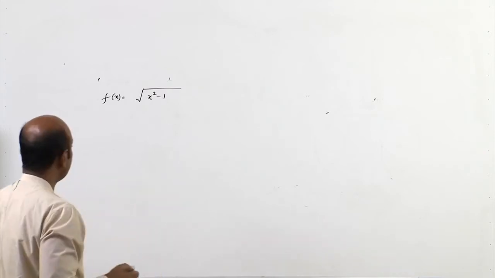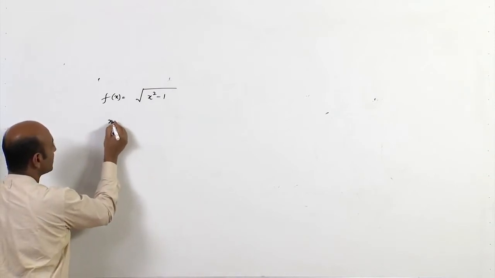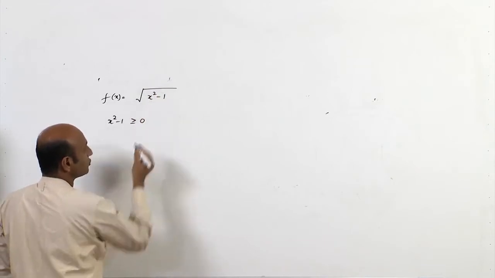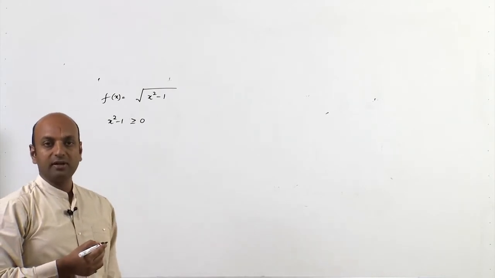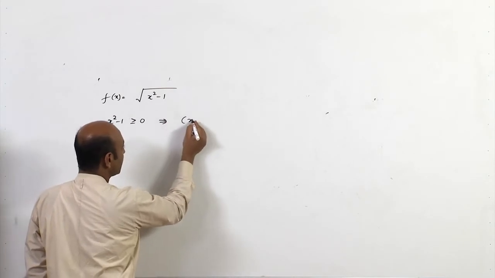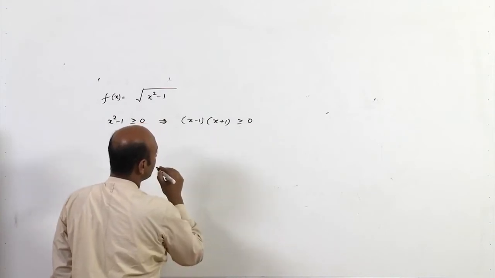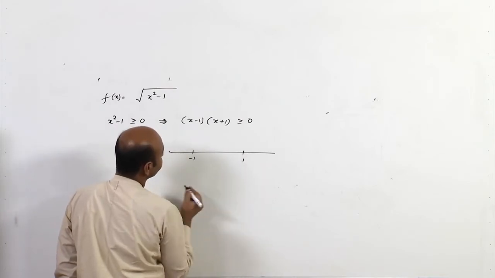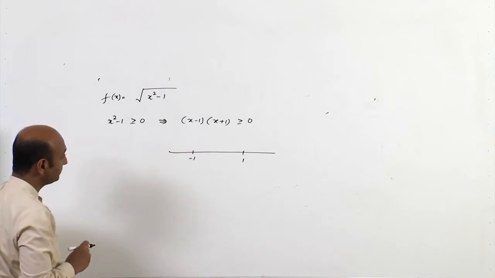Now, I want to find out the domain and range of this function. This function will not be a complex number if x square minus 1 is greater than or equal to 0. That is how we can define the domain of a function. So, this implies (x minus 1)(x plus 1) should be greater than or equal to 0. If you take minus 1 and plus 1, this is 0 when x is minus 1 and this is 0 when x is plus 1.